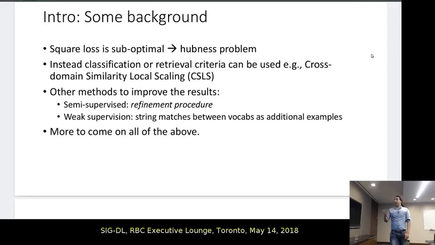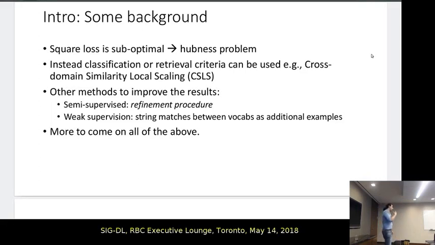Okay, some more background. We'll get to see why, but CSLS is suboptimal because it faces the hardness problem. So this talk uses CSLS. I try to say this only once: cross-domain similarity local scaling, CSLS. Other methods to improve the results are the semi-supervised refinement procedure and weak supervision. These two methods are used as add-ons to further improve.